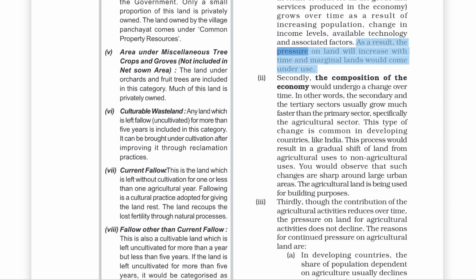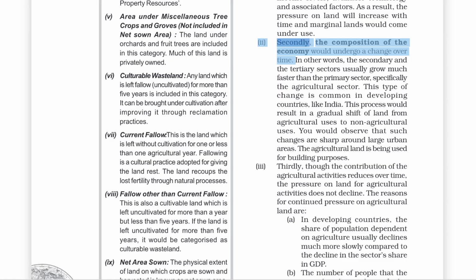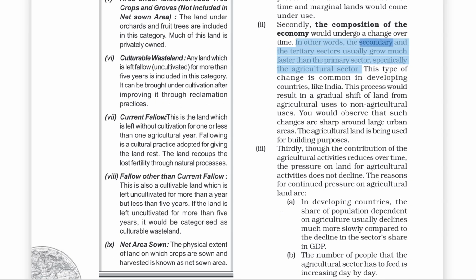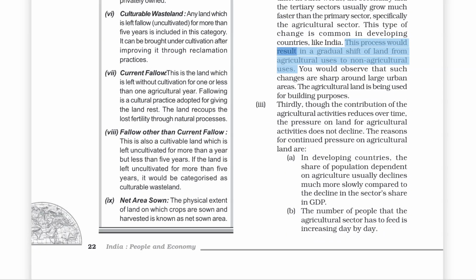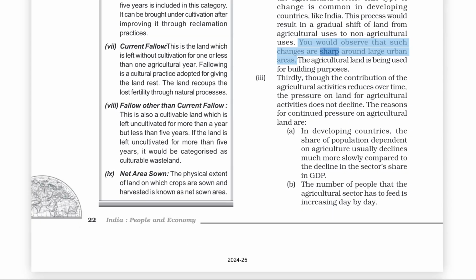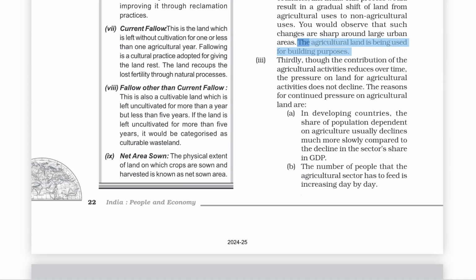As a result, the pressure on land will increase with time and marginal lands would come under use. 2. Secondly, the composition of the economy would undergo a change over time. In other words, the secondary and the tertiary sectors usually grow much faster than the primary sector, specifically the agricultural sector. This type of change is common in developing countries, like India. This process would result in a gradual shift of land from agricultural uses to non-agricultural uses. You would observe that such changes are sharp around large urban areas. The agricultural land is being used for building purposes.